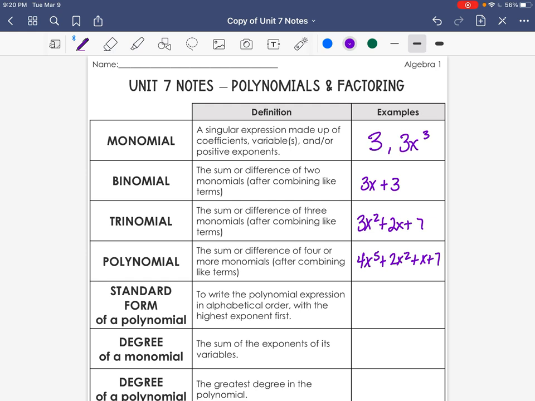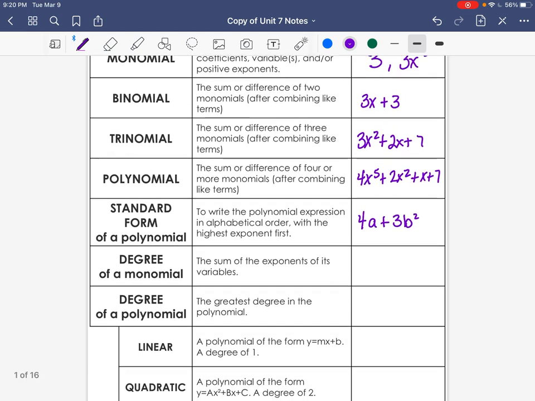So if you have more than one letter, so let's say you had like 4a plus 3b squared, okay? The alphabet goes first. So even though the b has a higher exponent, the a gets to go first because it comes first in the alphabet. So standard form can sometimes be a little bit tricky, so make sure you pay attention to what you're doing.